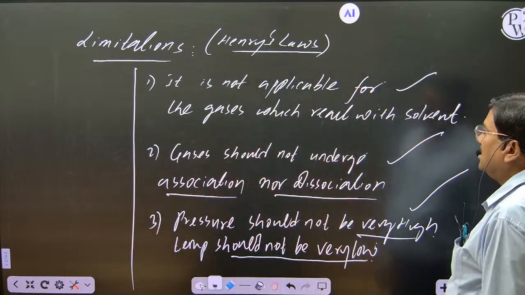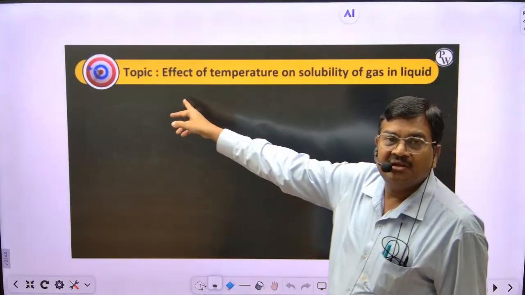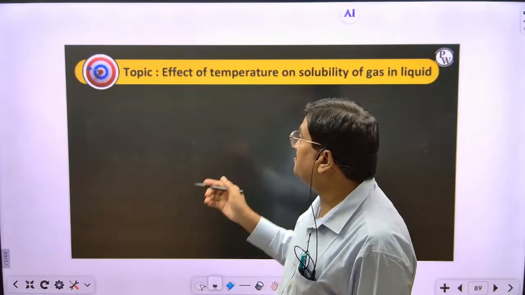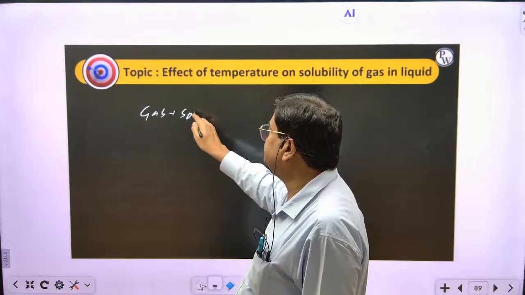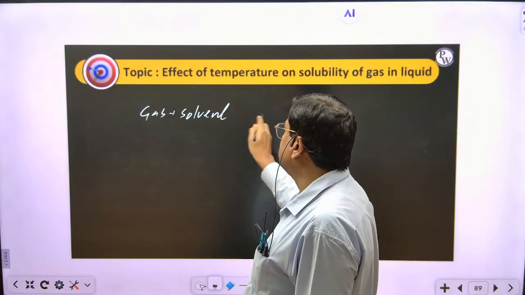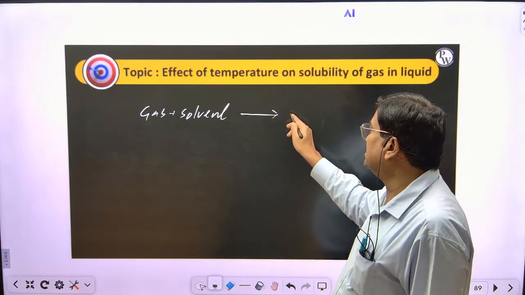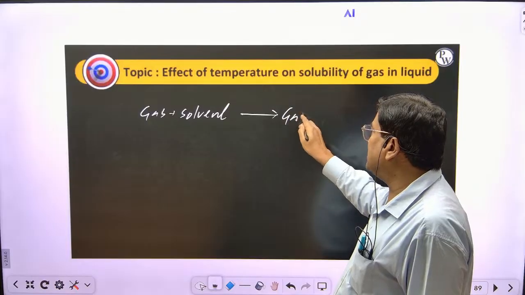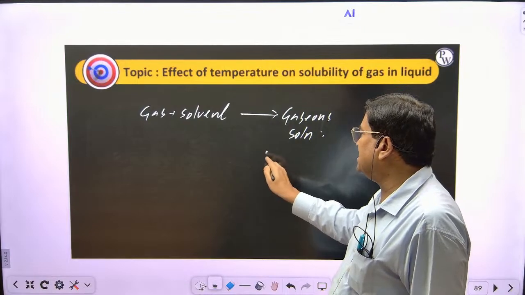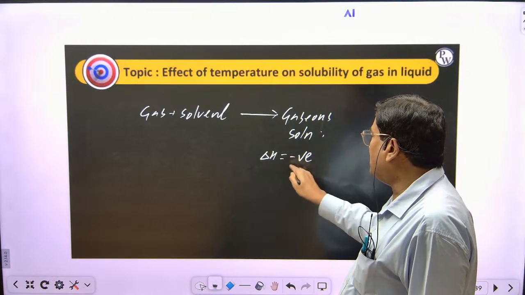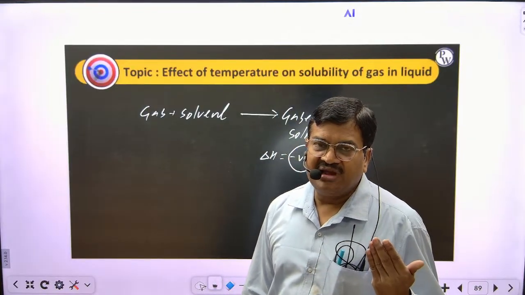Observe the PPT. See, till now what we studied: effect of temperature on solubility of gas in liquid. Yesterday we discussed, if you recollect, once you open the notes, dissolution of gas in solvent is exothermic or endothermic? Dissolution of gas in water gives a gaseous solution, and this is an exothermic reaction. What is meant by exothermic? You studied it in first year thermodynamics. Heat is evolved. So exothermic reactions favor low temperature and endothermic reactions favor high temperature.